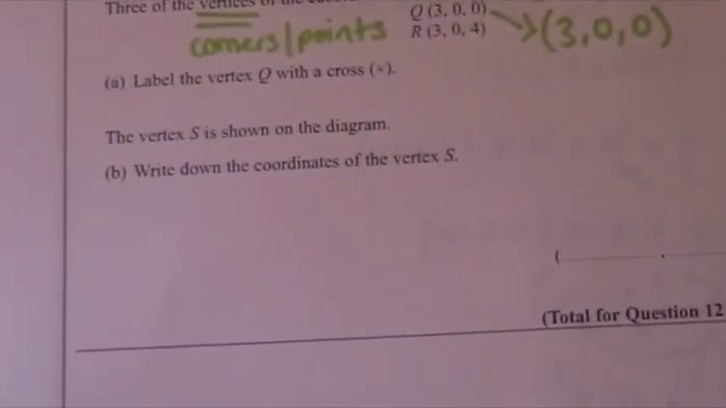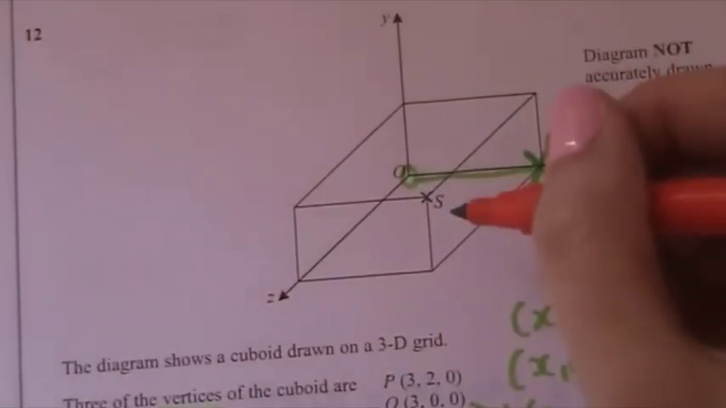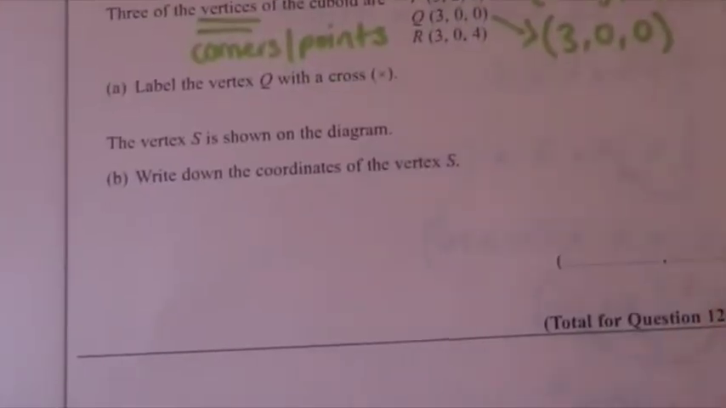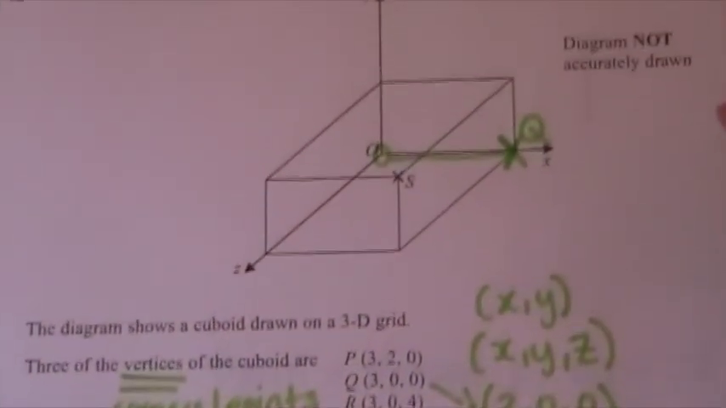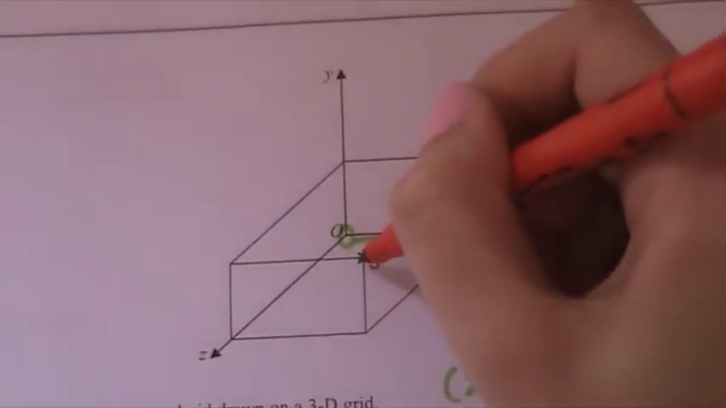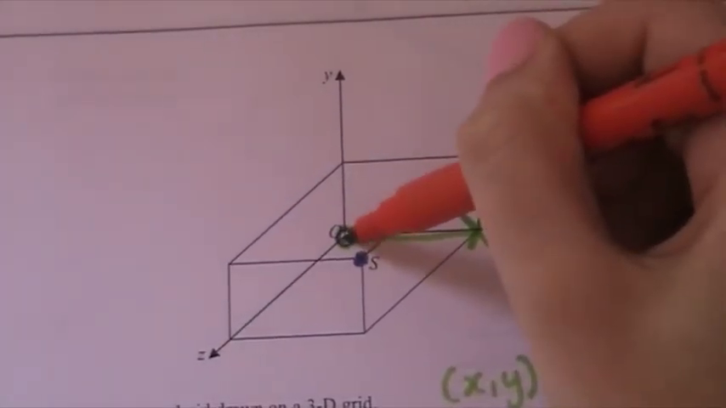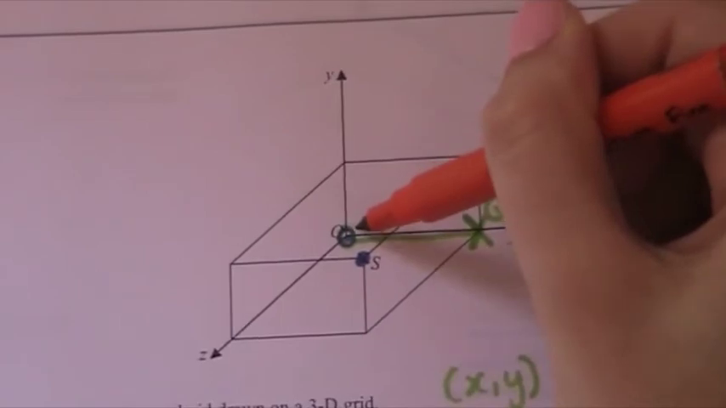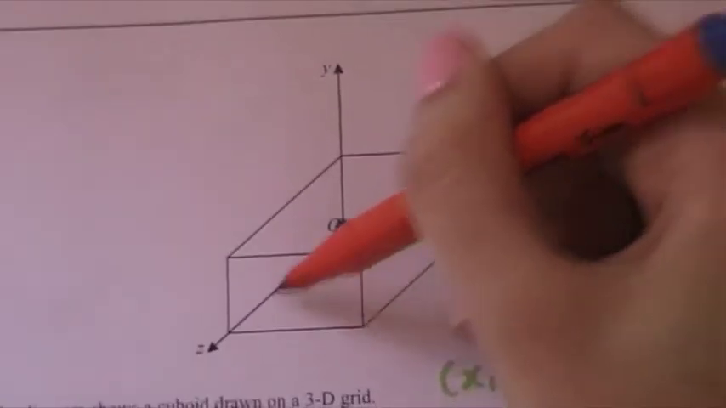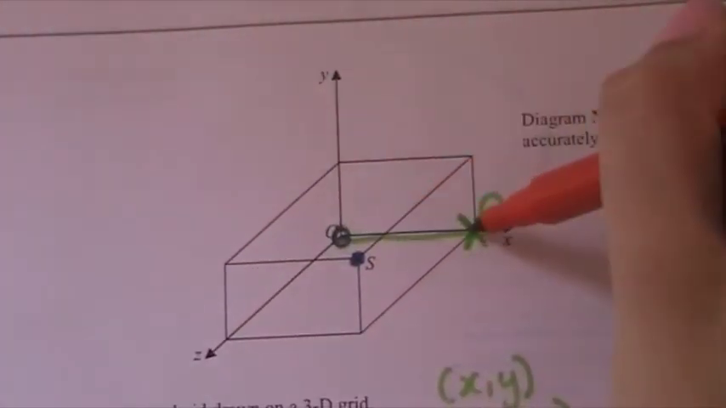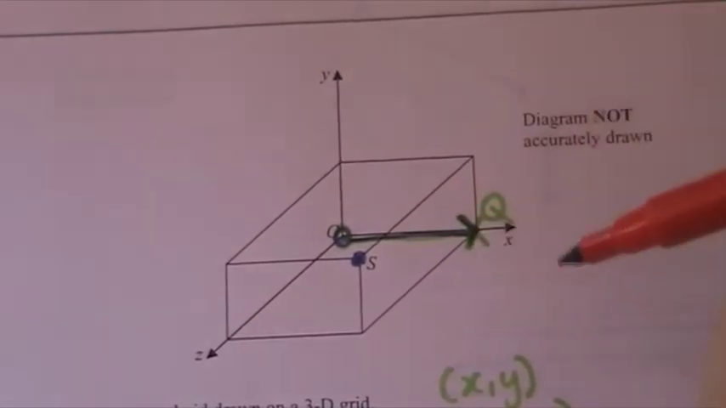Part B, the vertex S is shown on the diagram. So that is up here. Write down the coordinates for the vertex S. So up here, we're looking for the coordinates of this point here. So we start again at our origin. We can see that for the x value, it has gone along 3 because it's not in line with this origin. So it's gone along 3 for the x.